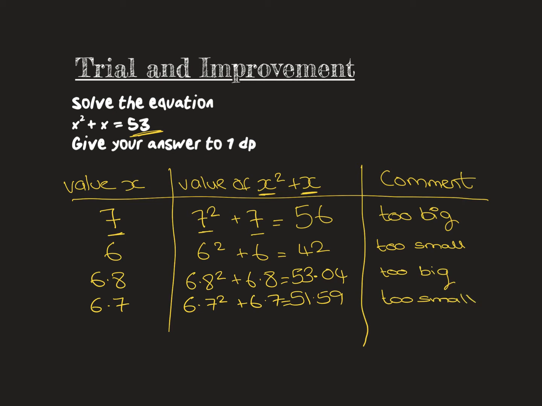Now, we could try 6.75 to decide which one is actually closer, if it's 6.8 or 6.7. But in this case, it's very obvious that 6.8 is the closest answer, because it is only 0.04 away from the correct answer. So I'm going to write down that x is equal to 6.8 to one decimal place.